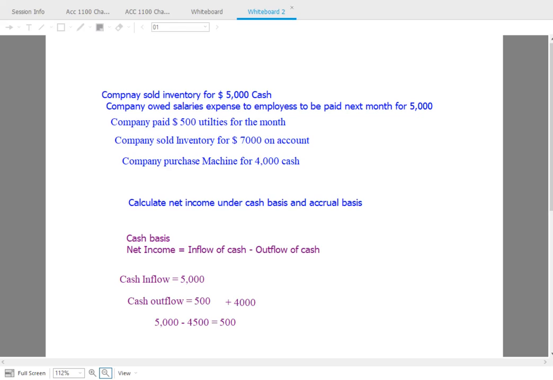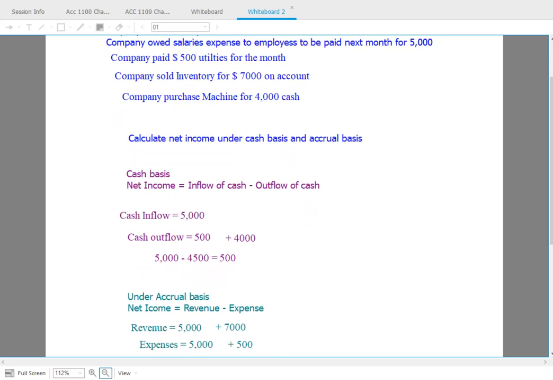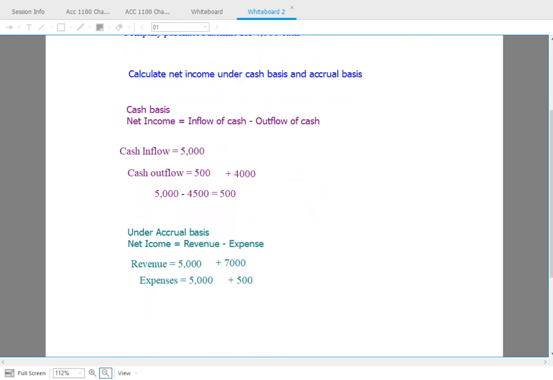Company sold inventory for 7,000 on account. When the company sells products, this is a revenue even if the company did not receive the cash, because under accrual basis, revenue is recorded once products are sold. So I'm going to record that as a revenue because I sold the products. So I added 7,000 to my revenues. So every time we sell a product, this is revenue.